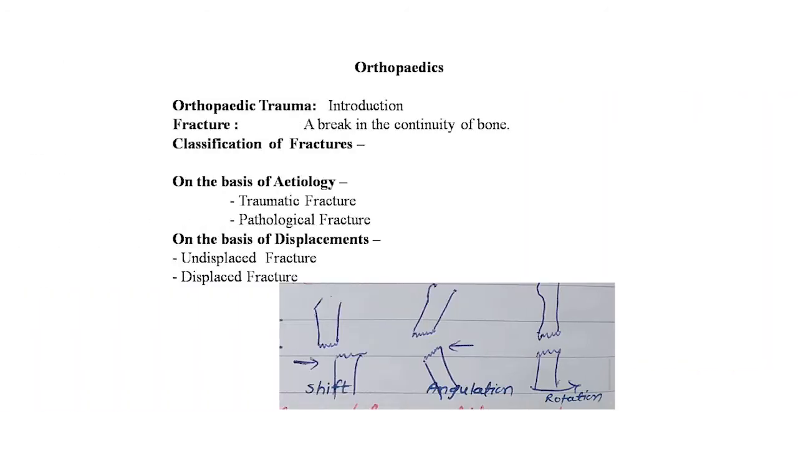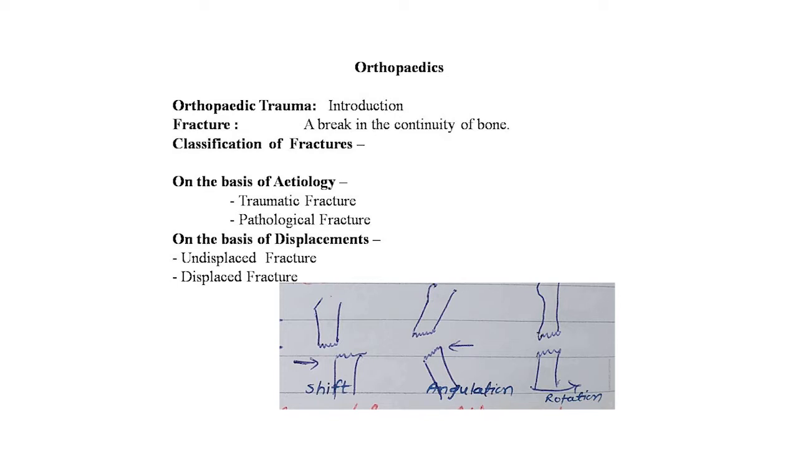What is a fracture? Fracture means a break in the continuity of bone. Classifications of fractures. There are 4 types of classification of fracture: on the basis of the etiology, on the basis of the displacement, on the basis of the relationship with the external environment, and on the basis of the pattern of fracture. First, on the basis of the etiology: traumatic fracture and pathological fracture. And second, on the basis of the displacement: undisplaced fracture and displaced fracture.